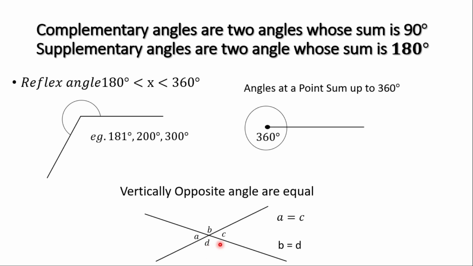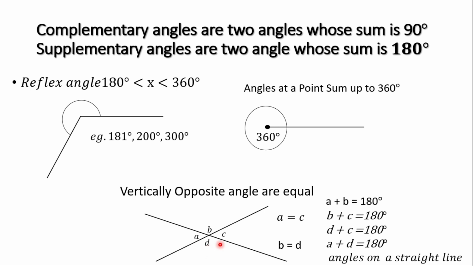One thing we also look at in these properties is that, remember, this is a straight line. So B plus C should come up to 180 because angles on a straight line sum up to 180. AB is also on a straight line, and that also sums to 180. DC is also on a straight line, and that also sums up to 180. And then AD is also on a straight line. So angles on a straight line sum up to 180, like we looked at in the other property.